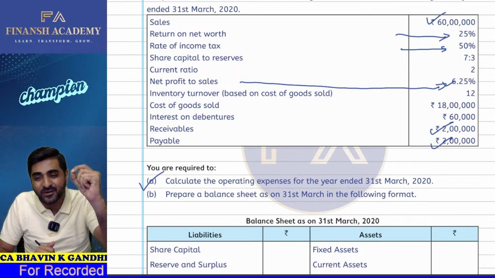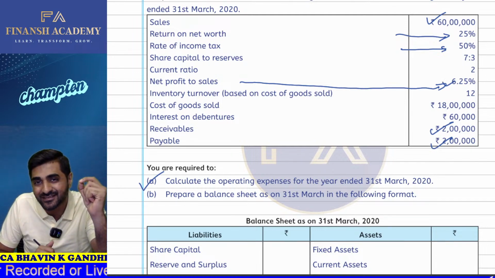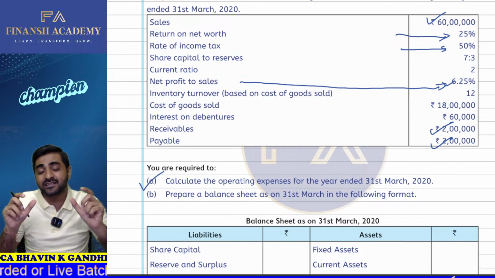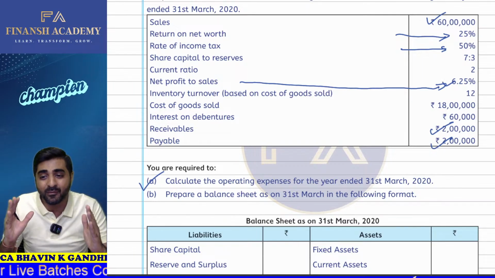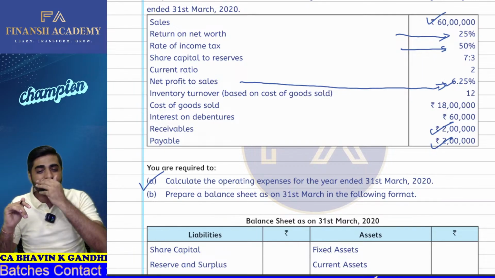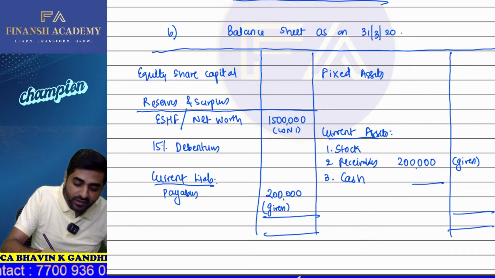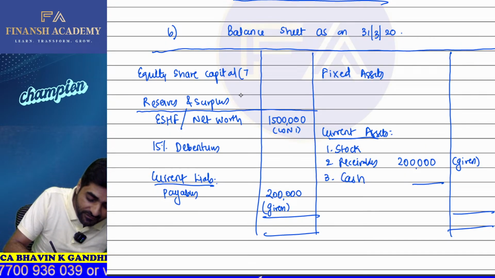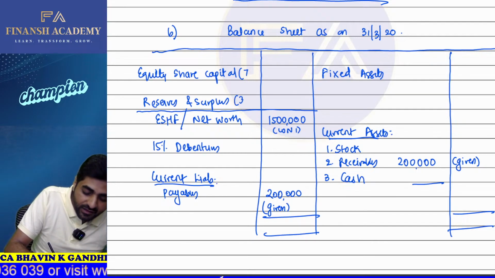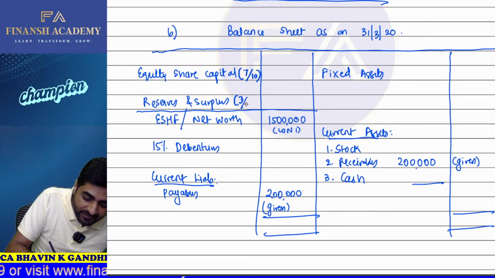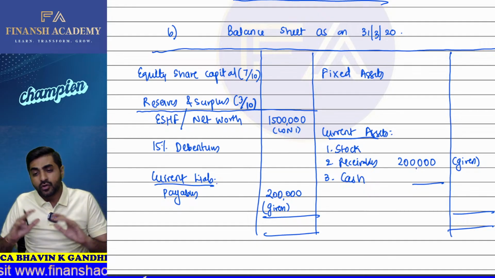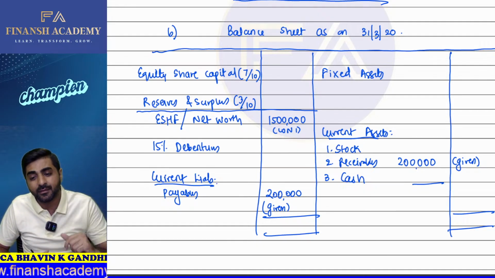Guys, there is something called share capital to reserves. Now, share capital to reserves, do you have the breakup available? Come on, yes or no? Yes, sir. We have the breakup of share capital to reserves, and that is nothing but 7:3. So we have equity share capital of 7 and reserves of 3. So this is nothing but 7 by 10, 3 by 10. Do you guys agree with this? 7 by 10, 3 by 10.